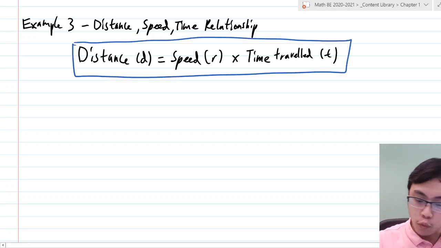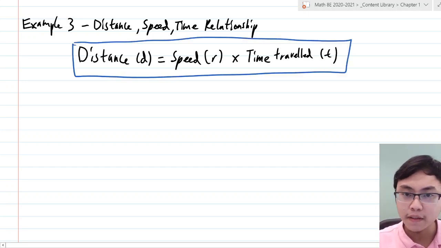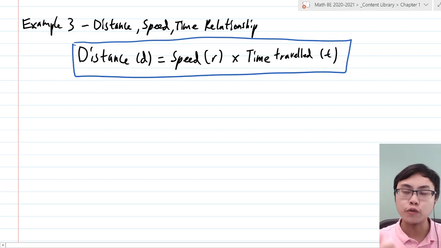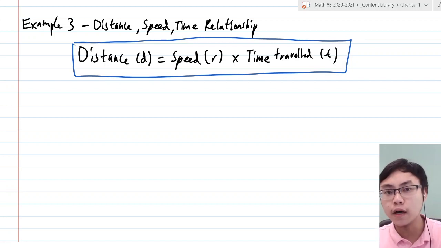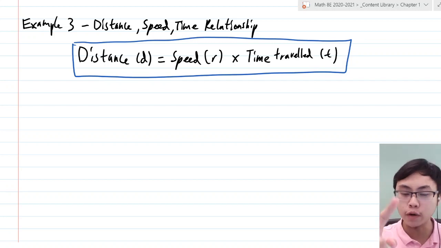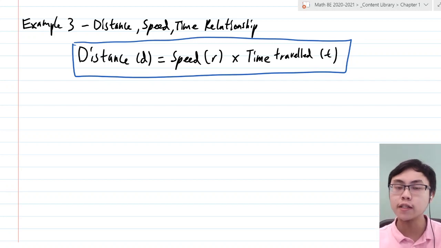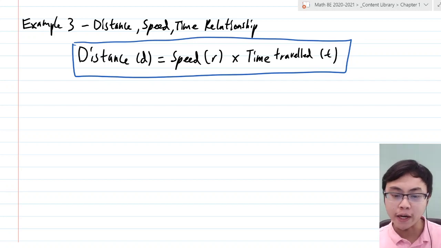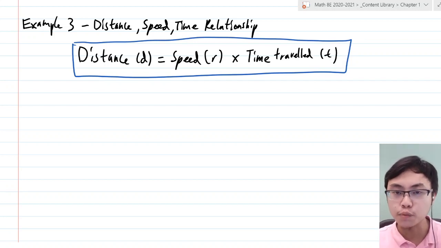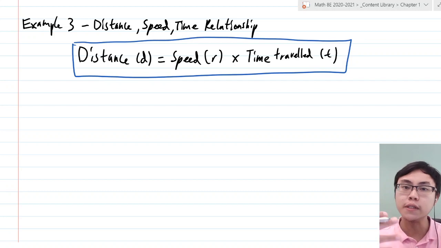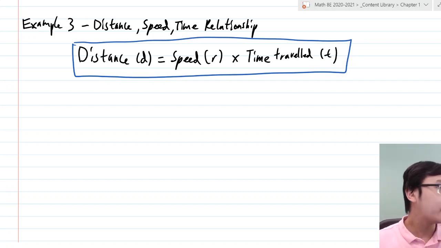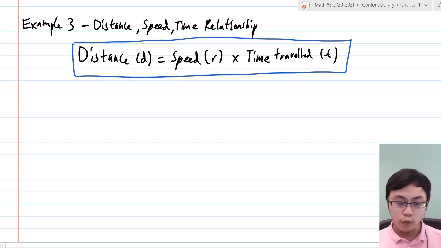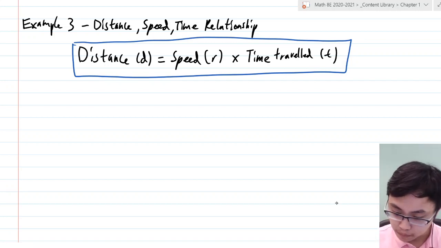So we're going to use this formula. If you don't know why this formula works, think about it. The distance that you travel is equal to the speed times the time. So if I'm walking at 10 kilometers per hour and I travel for 1 hour, what is the distance that I cover? That's 10 times 1, which is 10 kilometers. If I travel for 2 hours, walking at 10 kilometers per hour, that's going to be 10 times 2, which is 20. So distance is equal to speed times time.